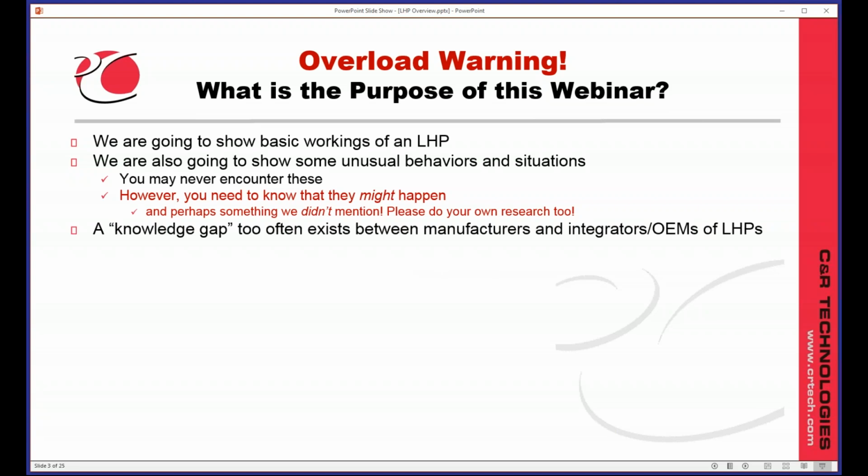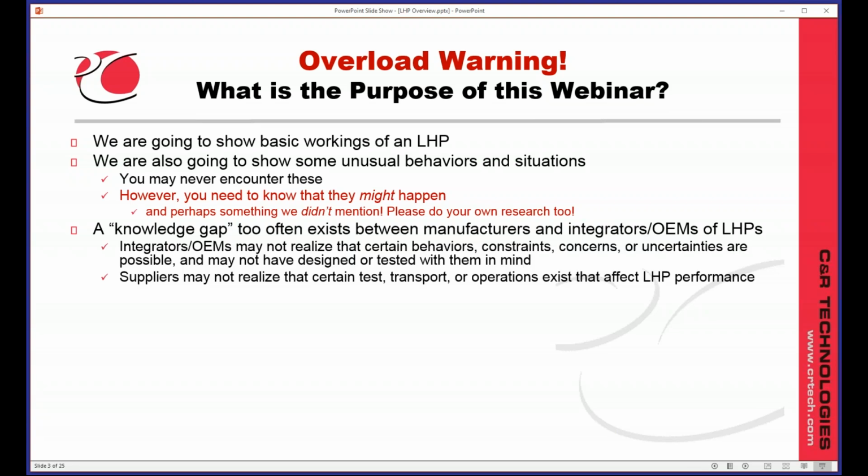It is kind of a concern or opinion of Jane and I that there's a fairly good knowledge gap between the manufacturers of LHPs and the integrators, basically the people who make them and the people who use them. And too often, it's easy to think of an LHP as kind of a black box and hope that everything works out. And so the folks who make them may understand some of the funny things that happen inside of them, but not convey it or not think it's a concern. The folks who use it may not realize what they're doing that might stress out an LHP.